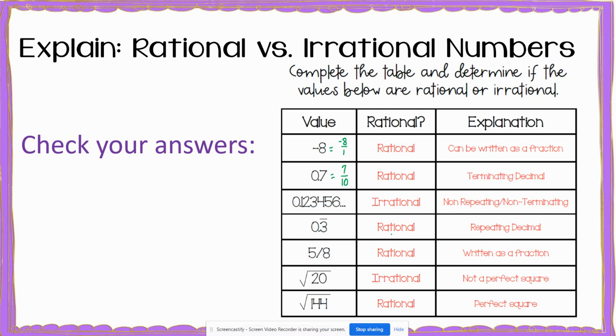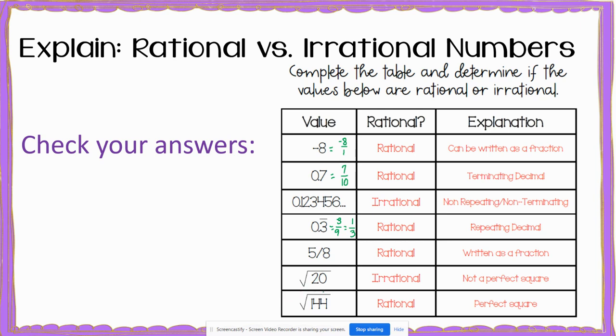0.3 repeating is considered a rational number. This is a repeating decimal. All repeating decimals can be written as fractions. Remember that 0.3 repeating is actually 3/9, which would simplify to 1/3. So because that can be written as a fraction, that is considered a rational number. 5/8 is also a rational number because it is already written as a fraction. Anything that can be written as a fraction is rational.